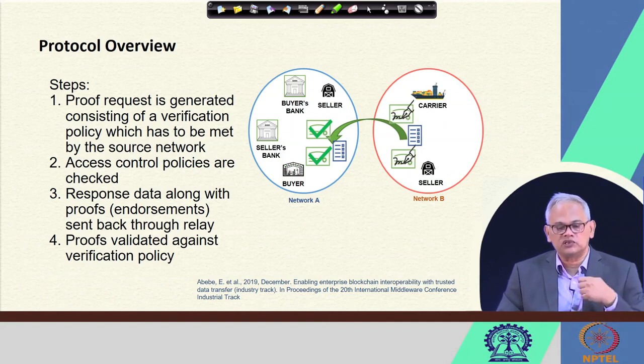So, the steps, as we said: a proof request is generated consisting of a verification policy which has to be met by the source network. So, that is step 1. Then access control policies are to be checked.